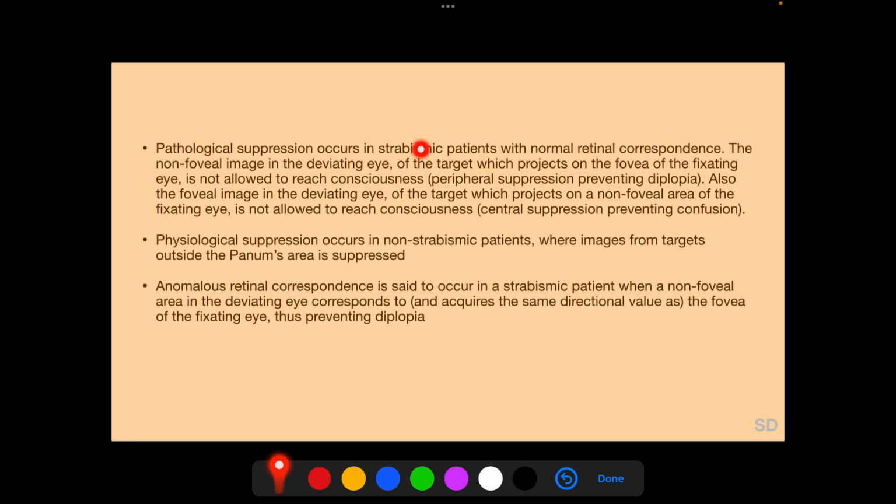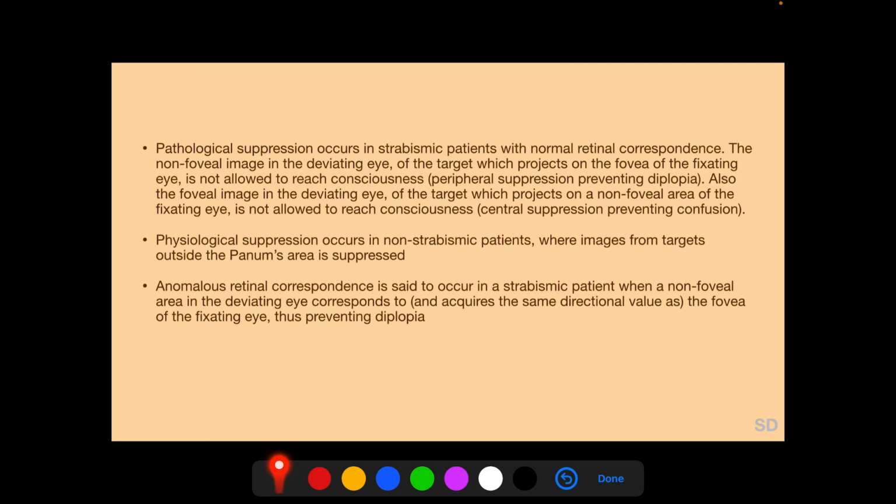Pathological suppression occurs in strabismic patients with normal retinal correspondence. The non-foveal image in the deviating eye of the target which projects on the fovea of the fixating eye is not allowed to reach consciousness, and this is peripheral suppression preventing diplopia. Also, the foveal image in the deviating eye of the target which projects on a non-foveal area of the fixating eye is not allowed to reach consciousness, and this is central suppression preventing confusion. Physiological suppression occurs in non-strabismic patients where images from targets outside Panum's area are suppressed.